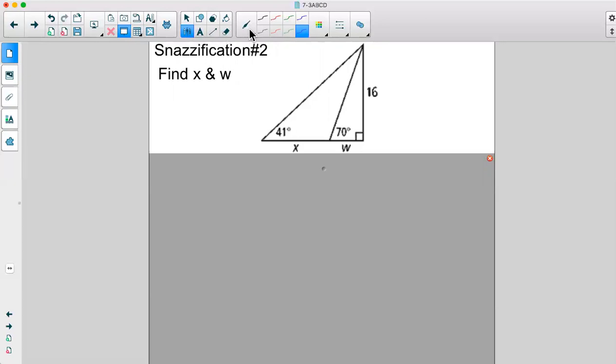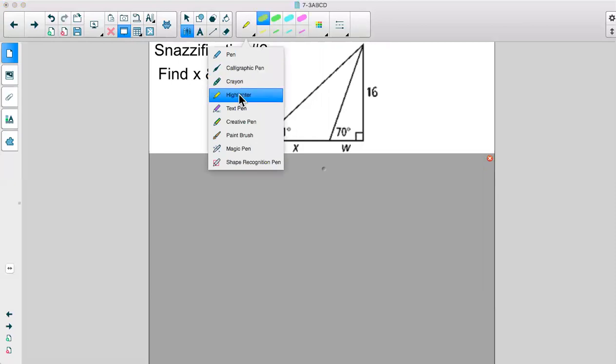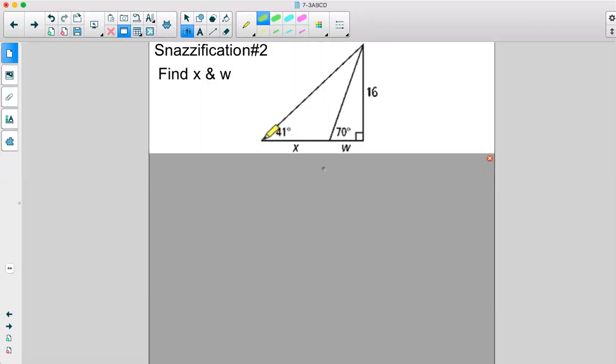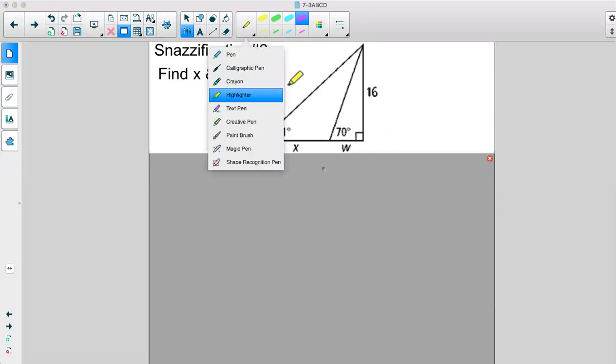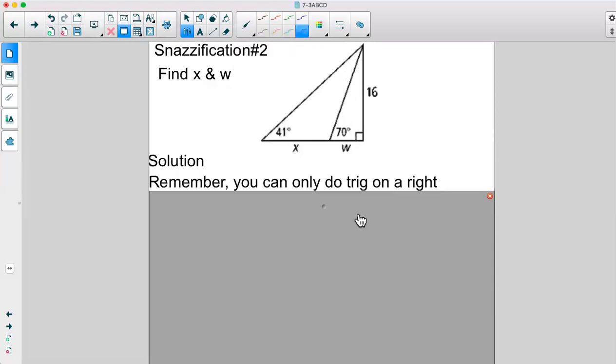So the first thing you have to realize is that you can only do trig on a right triangle. So here is a little right triangle, and here is a big right triangle. So you could do trig on either of those right triangles, but you cannot do trig on this obtuse triangle. It's simply not allowed, not at all kosher. So let's see what we can do given what we have.